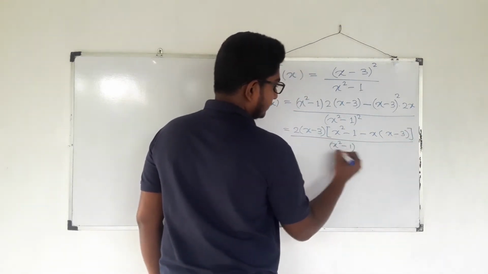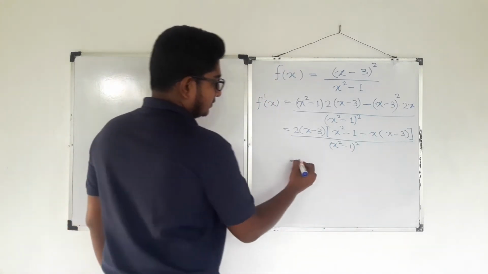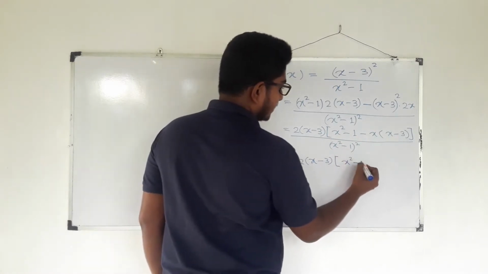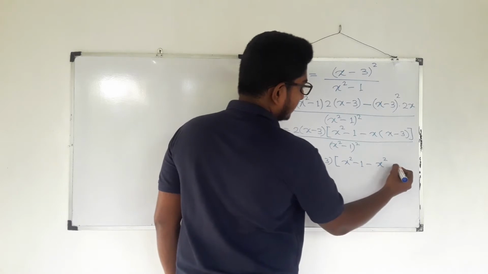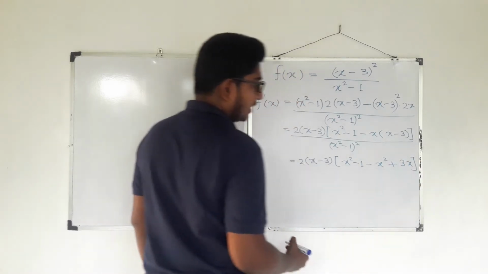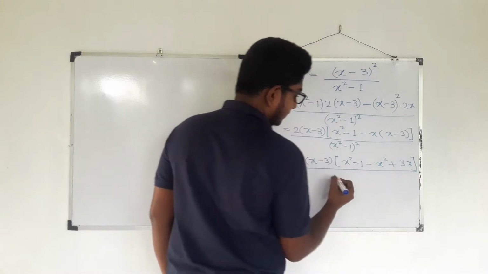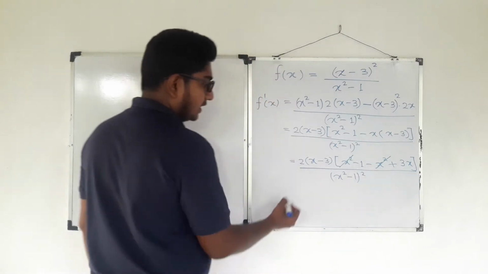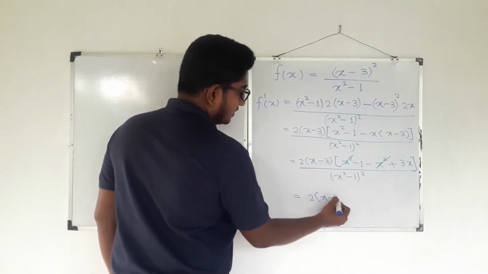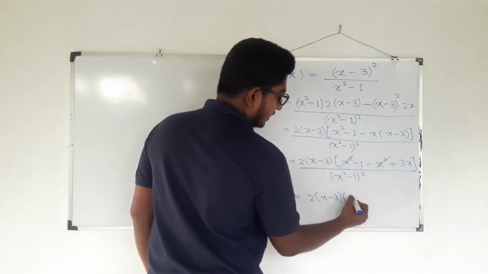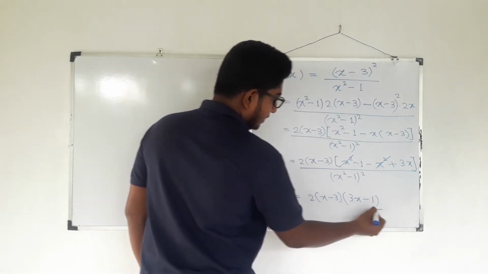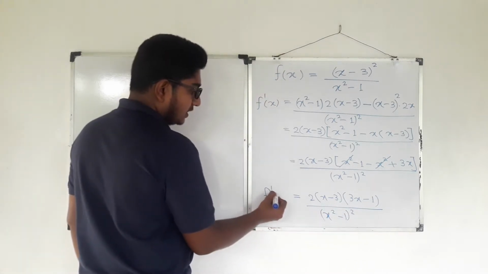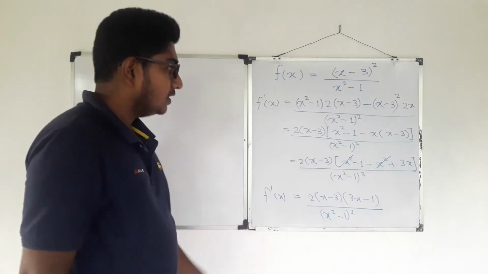Denominator. Then simplify this. x squared minus 1. When we open the bracket, we have minus x squared plus 3x. Plus x squared, minus x squared get cancelled. Then the factors are 3x minus 1 divided by (x squared minus 1) whole square. So this is the first derivative. So this is the first part of the question.